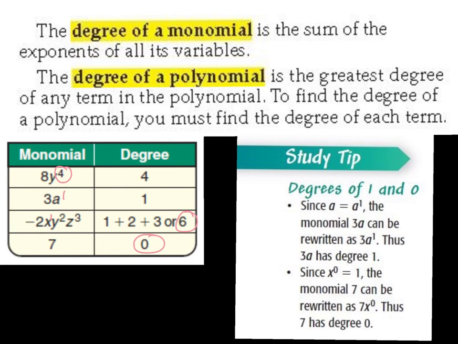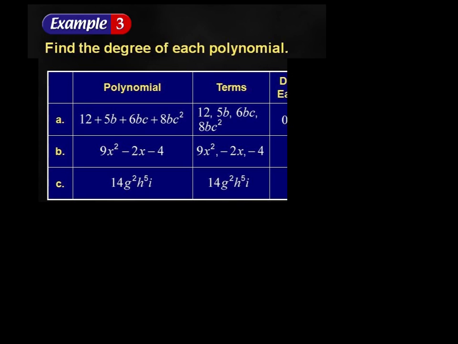Since a equals a to the 1, the monomial 3a can be written as 3a to the 1. Thus, 3a has a degree of 1. Since x to the 0 equals 1, the monomial 7 can be written as 7x to the 0. Thus, 7 has a degree of 0.